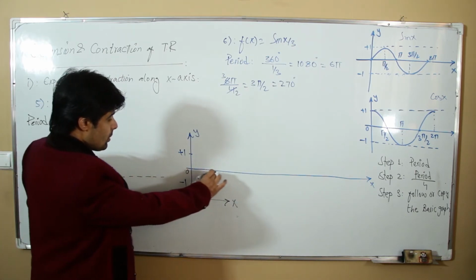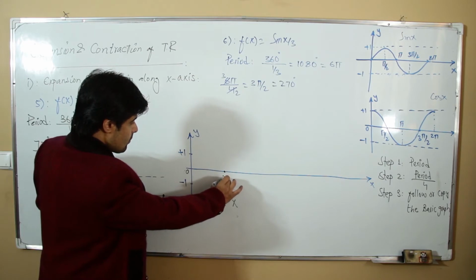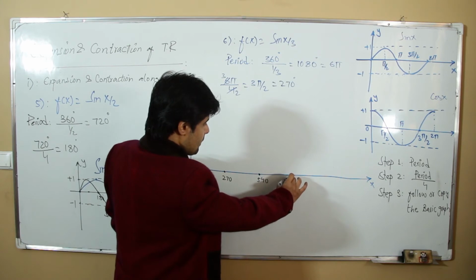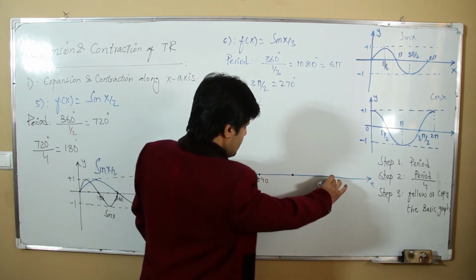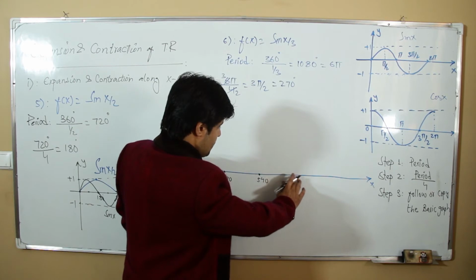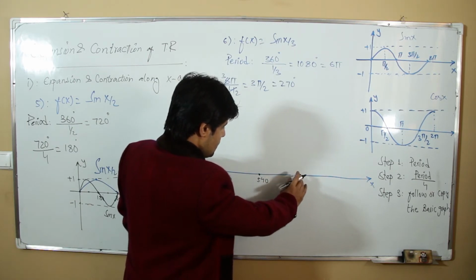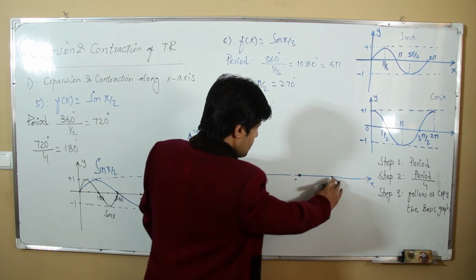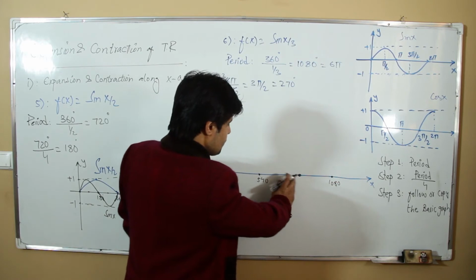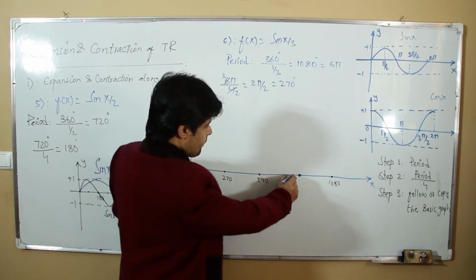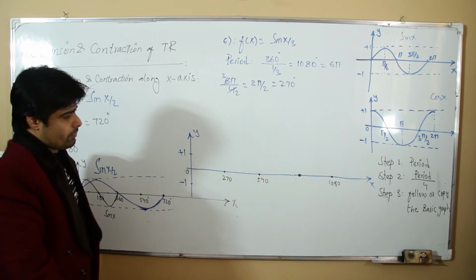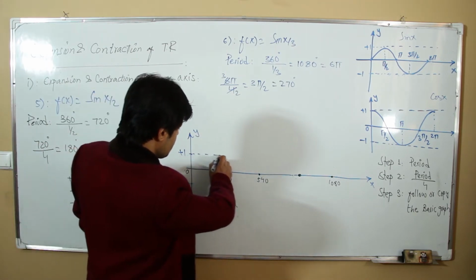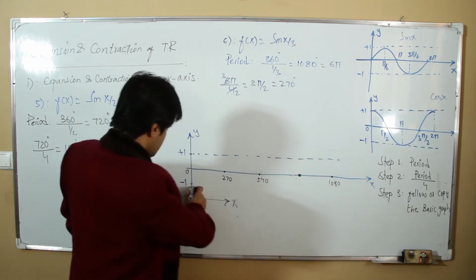This is 0. One 270 here we have. Another 270 here, which is 540. Another 270 we have here. Wait a moment. This is another 270, and this is our last one, which is 1080. Am I right? Yes. Now, your graph should be drawn here. This is our positive 1 line, and this is our negative.